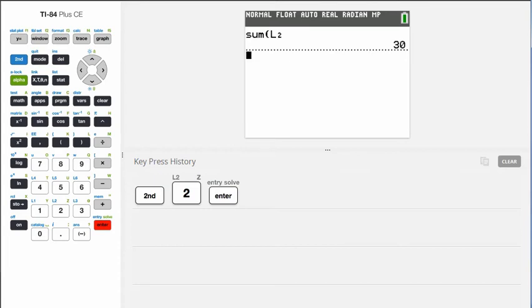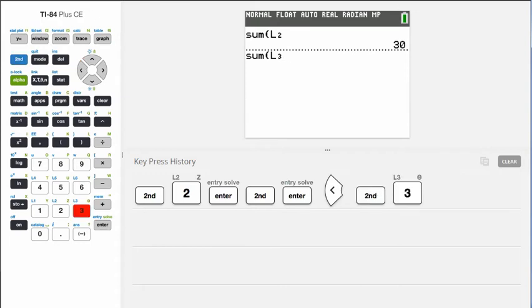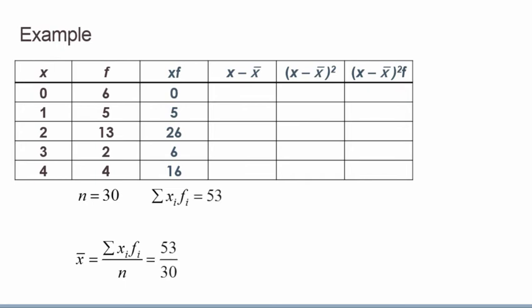Now I want to find the sum of the column XF. I can press second, then my enter key, and it will retype the sum of L2. I can arrow to the right. I want L3, which is second 3. Enter, and I get 53. So dividing 53 by 30, I get 1.8 when I round to the first decimal place.